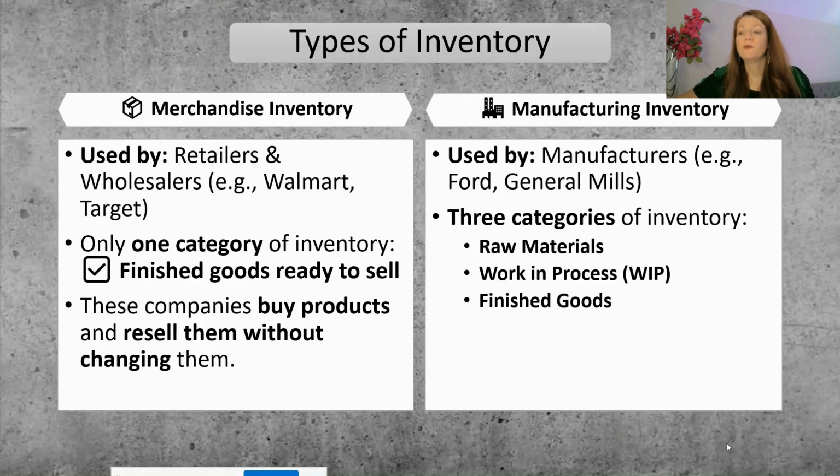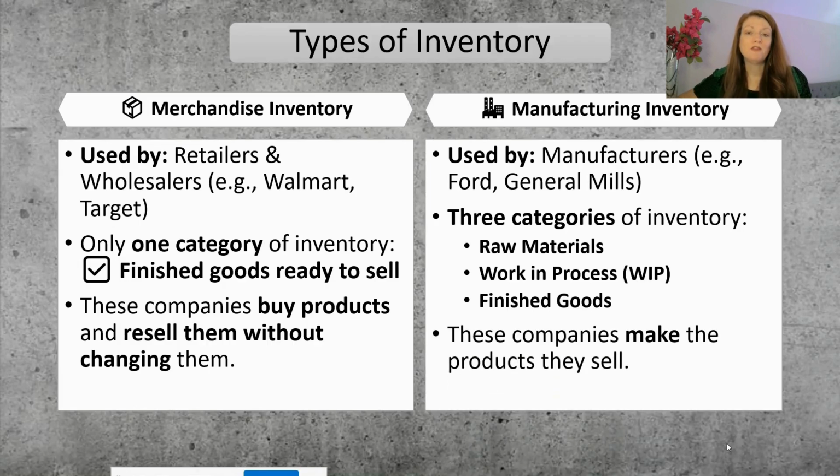So then we have finished goods. Finished goods are when we have the bicycle fully put together. We are ready to sell it to the customer. We have the cakes baked and iced, and we are ready to sell that and put it in the display case. Those are our finished goods. All three of these categories do count as the asset of inventory, but they are just in different stages for a manufacturing company. So they make the products that they are going to sell.